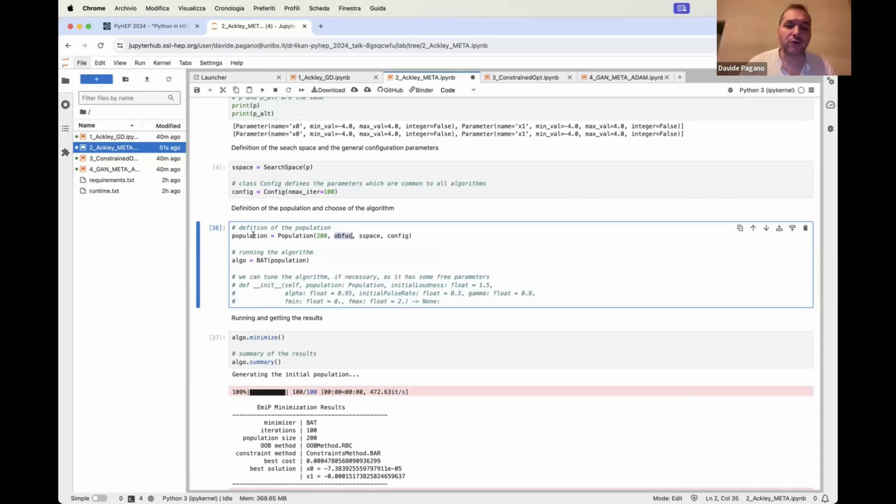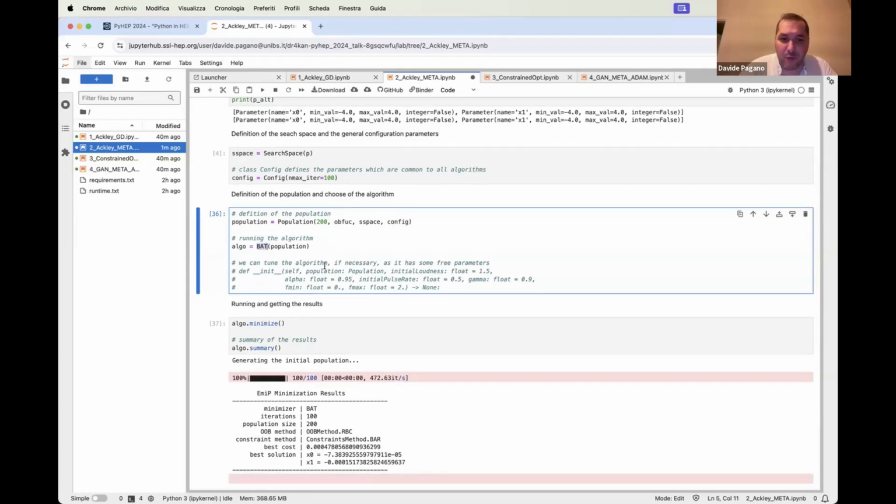And once I have the population, I can use whatever algorithm I like. So here, for example, I choose the BAT algorithm. If I want to use another one, I just change it here and use, for example, in the next example, the whale optimization algorithm, whatever. The construction is always the same. One thing, the population is the only required argument. This is basically the definition of this class BAT here. You see, this is the only required parameter because the other ones have a default value.